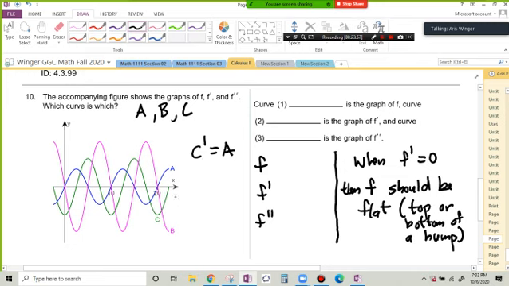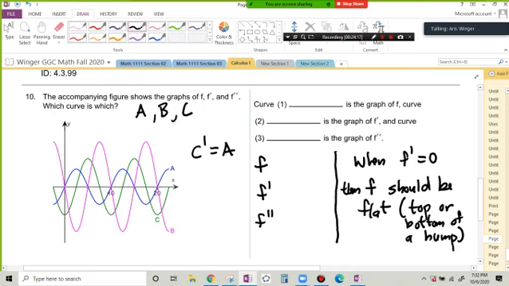Let's check here. Can we see that B is the derivative of A? I don't believe that, right? So then let's verify again that A is going to be the derivative of C. That looks like the case.